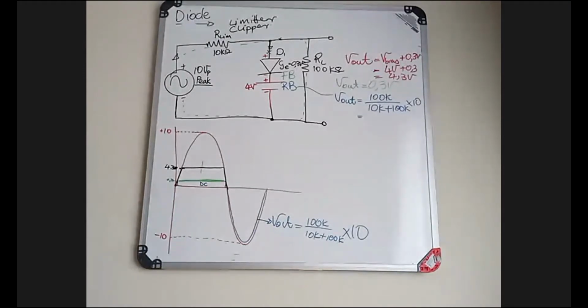Now, that is a condition that exists within a clamper circuit. But now, what will happen?